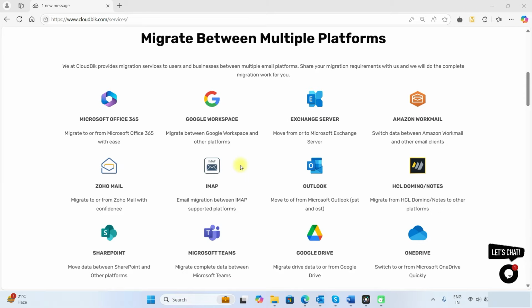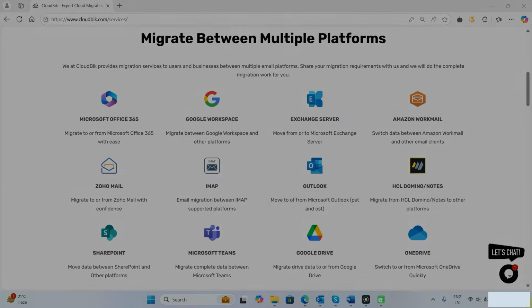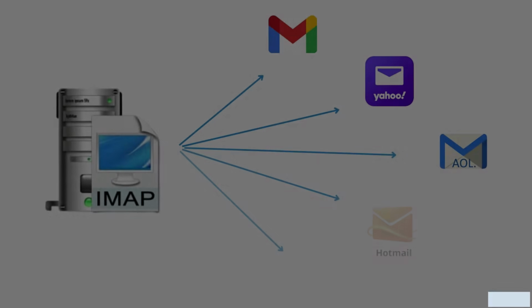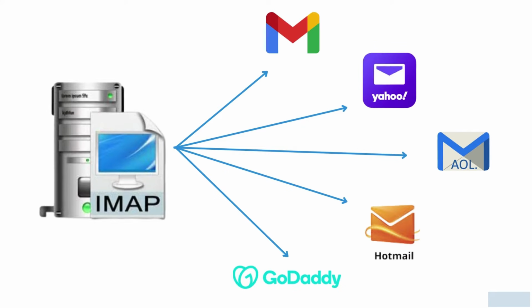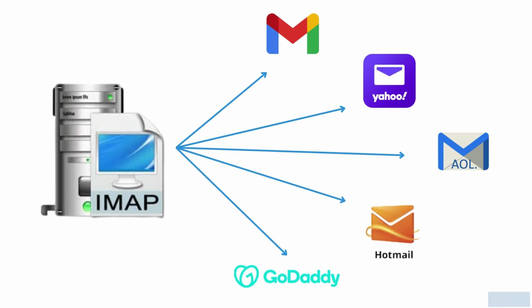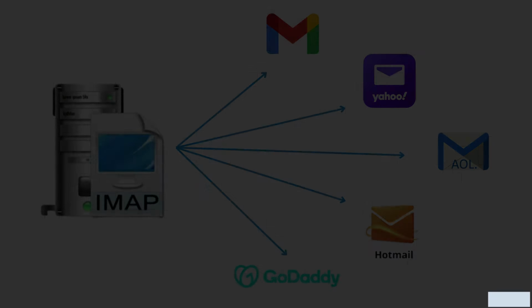My name is Manoj and today we will learn how to migrate any IMAP emails to Zoho Workplace. There are multiple email service providers that provide IMAP servers. Some of them are Gmail, Yahoo, AOL, Hotmail, or GoDaddy.